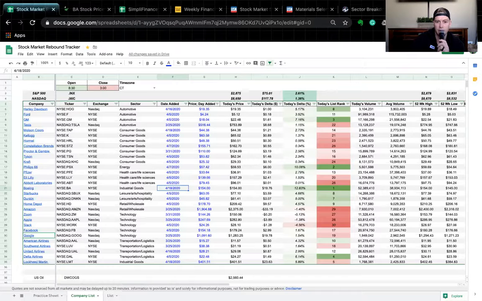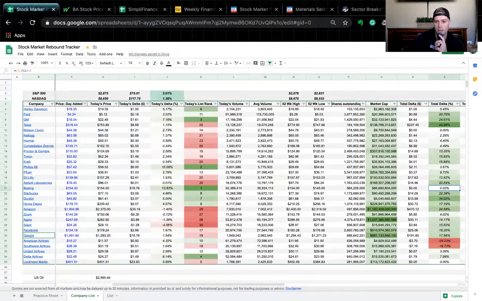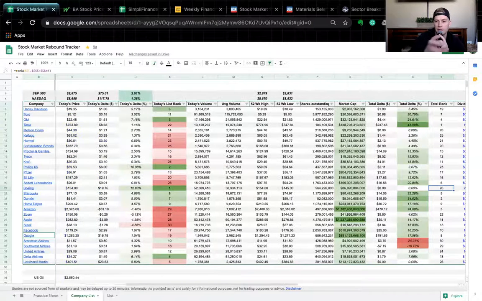And as you keep scrolling to the right, it's got daily pricing information, daily changes, where it ranks in my list. Then it goes into a lot of finance metrics like volume traded, average volume, the 52-week high and low, the total shares outstanding, and an important column I've talked about, which is market cap. And then it goes into total delta.